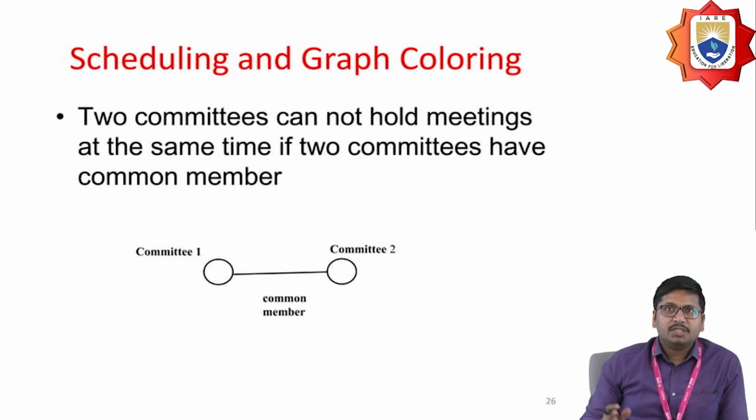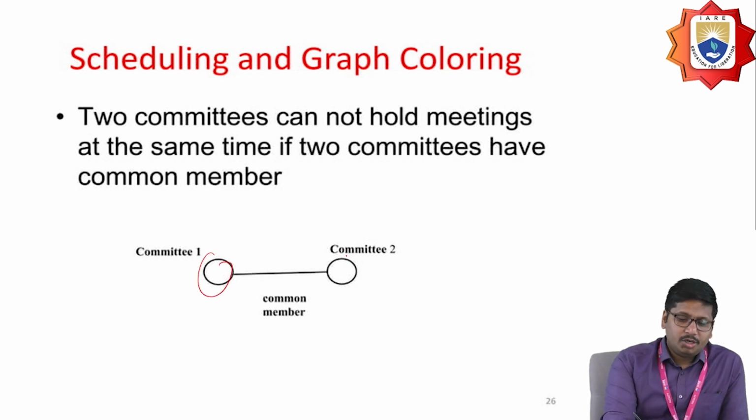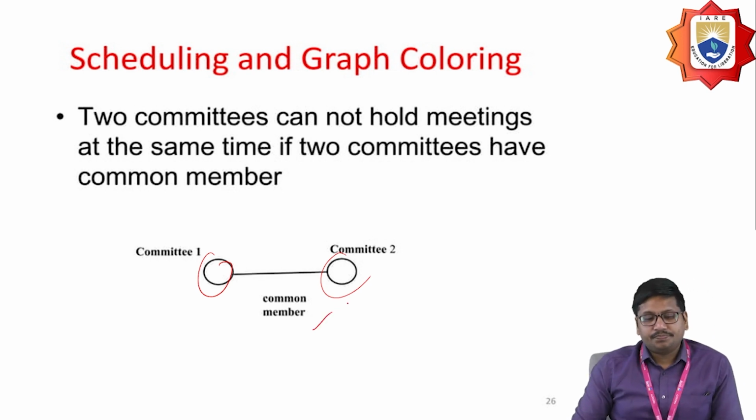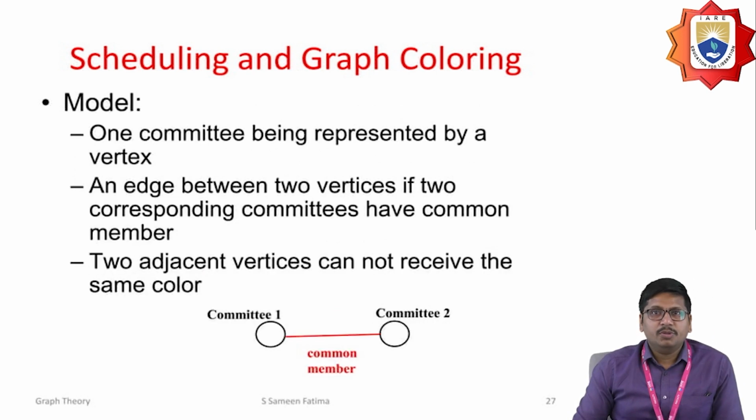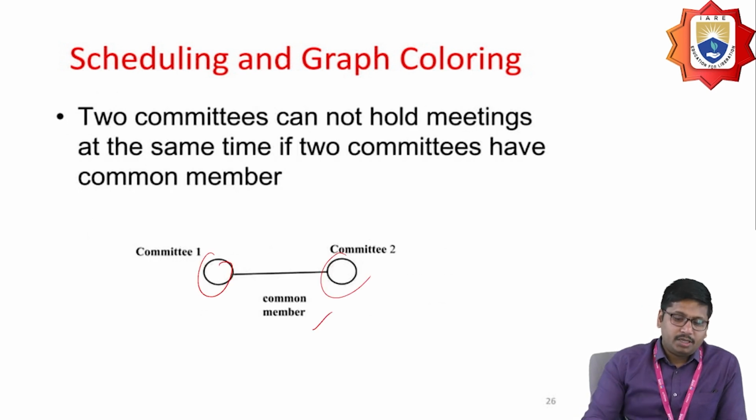So the two committees cannot hold two meetings at the same time. If the two committees have some common member, committee 1 and committee 2 are going to be joined by that common member. So that should be scheduling. So the model is that one committee is going to be represented as a vertex.